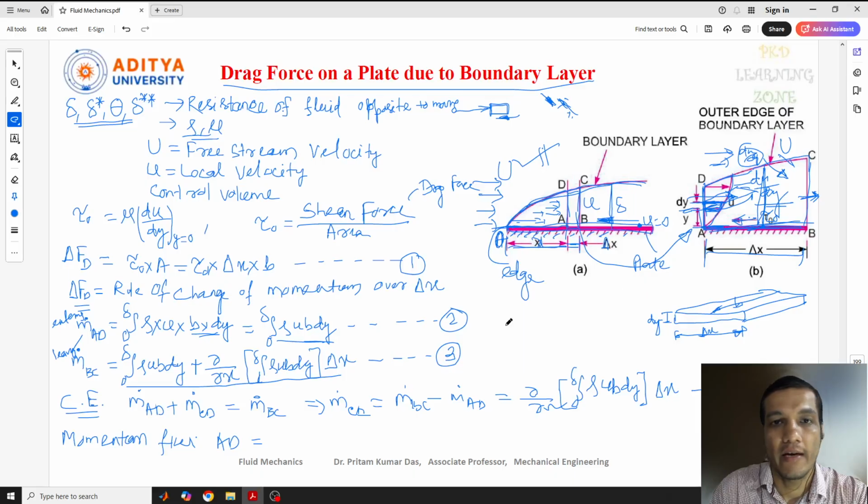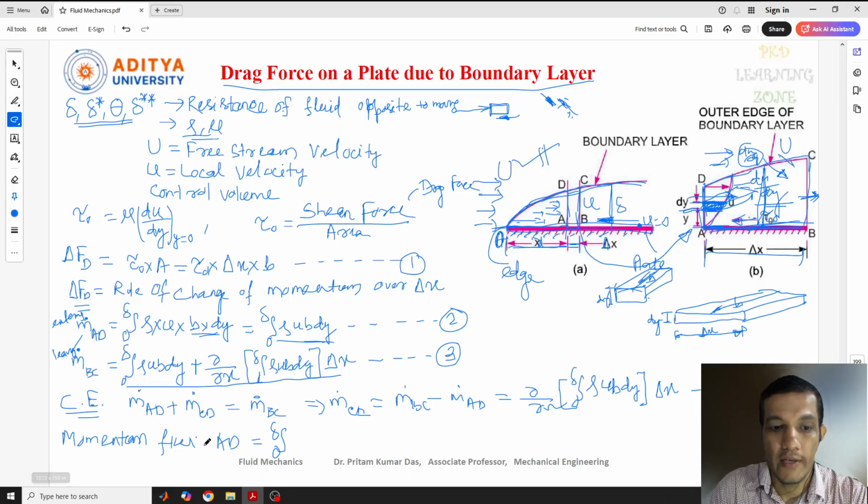Momentum flux is nothing but we can write mass into velocity. So mass we have already calculated, correct? Into this velocity, we will multiply that one. So that one we will write 0 to delta. What is the momentum flux through the strip with the thickness of this one? First we need to consider the small strip. The small strip is also the same thing, like how we have drawn this one. Similarly I need to consider this one also. This is dy and the width is there. This is b.